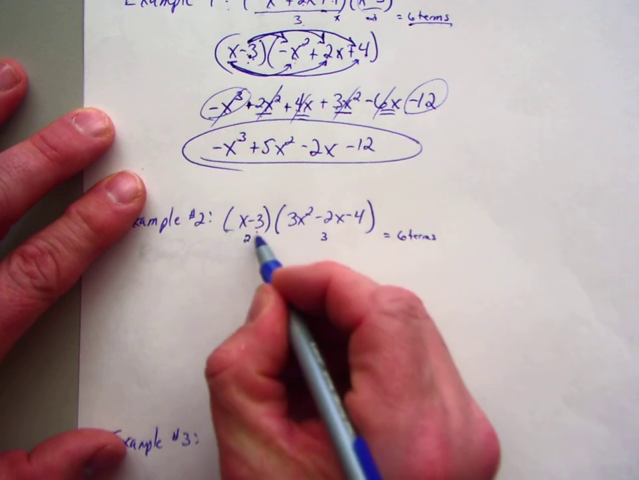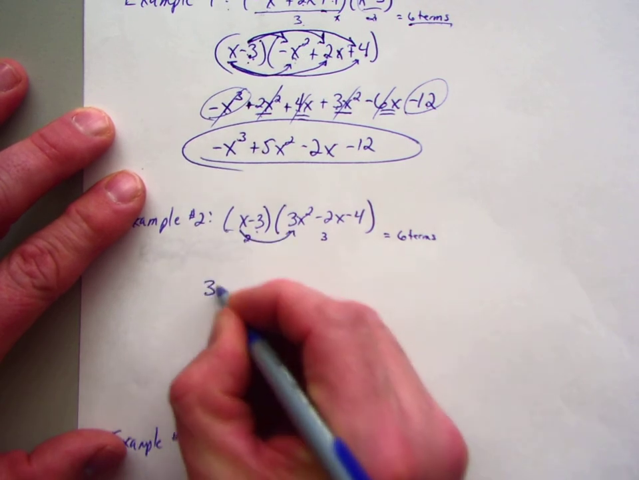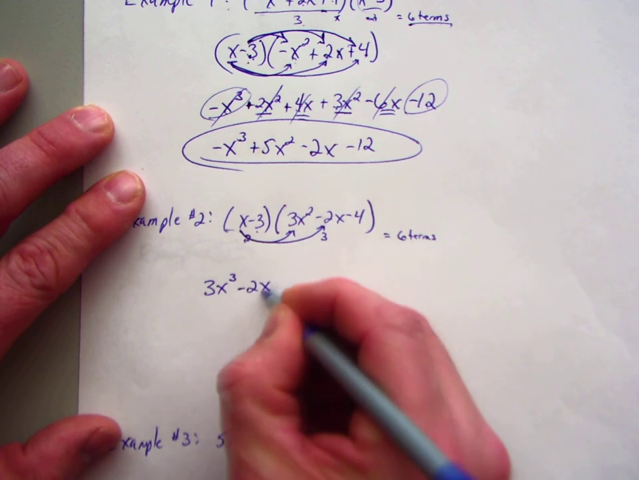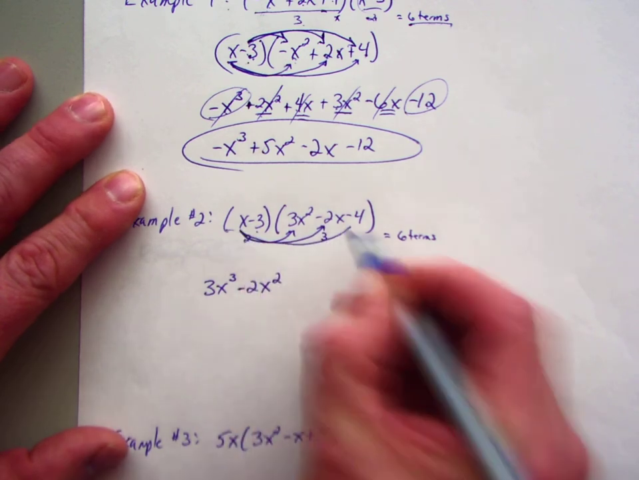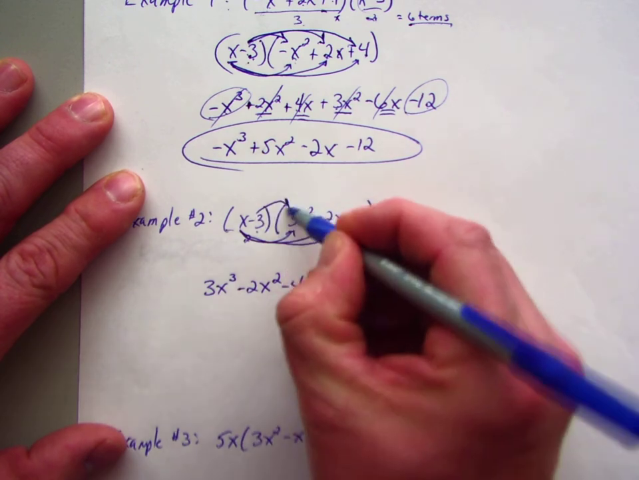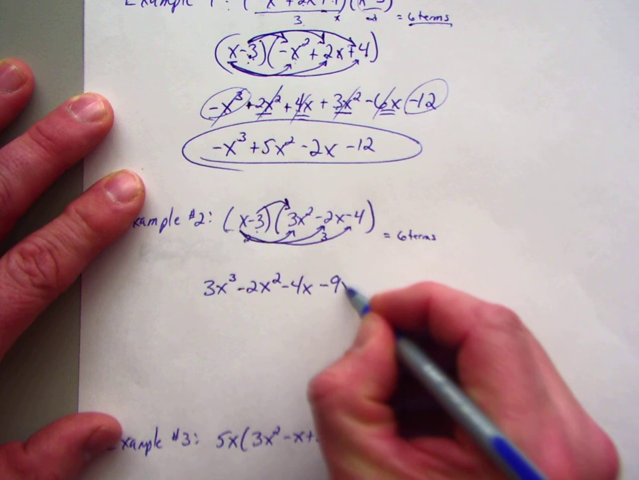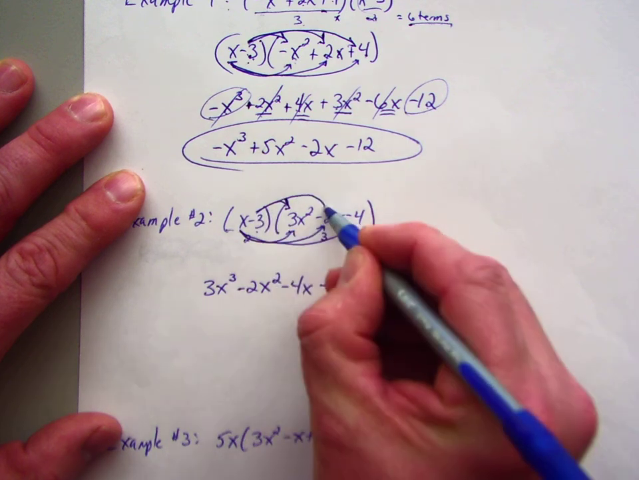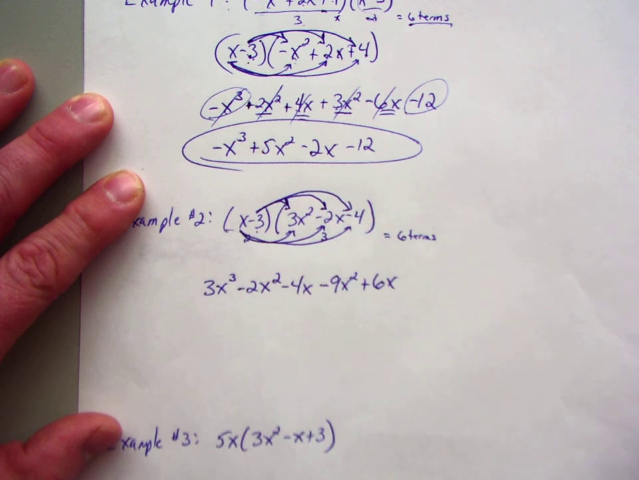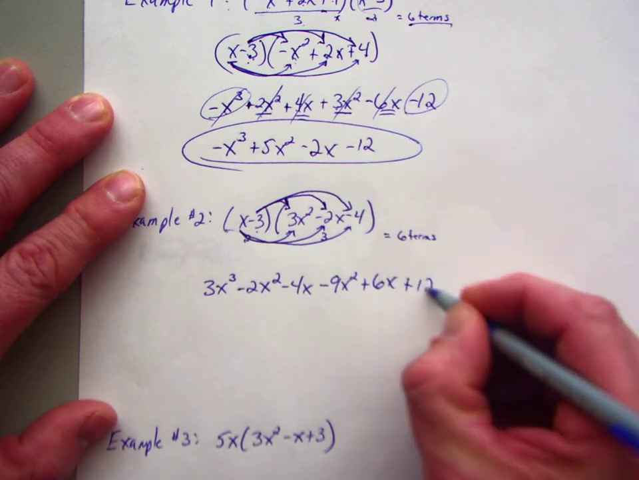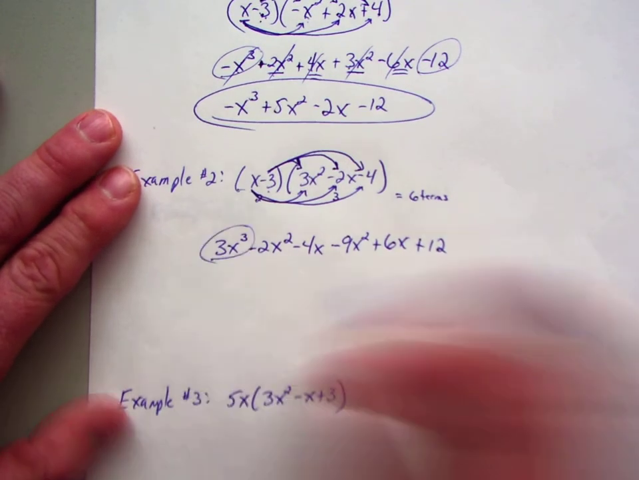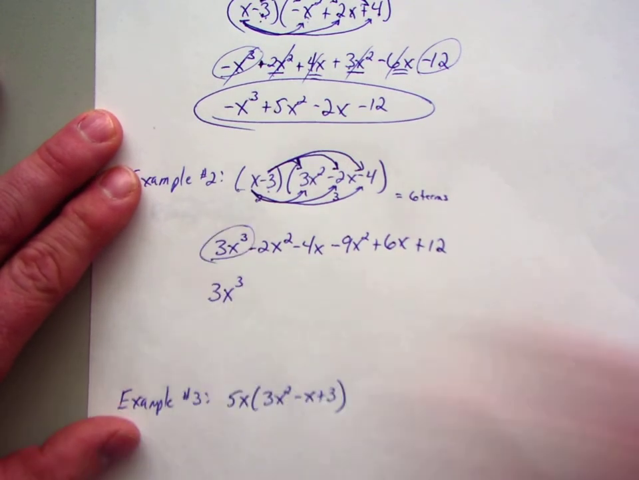So here we go. I'm going to do x times 3x, which gives me 3x cubed. X times a negative 2x gives me a negative 2x squared. And then x times negative 4 gives me negative 4x. Negative 3 times 3x is a negative 9x squared. Negative 3 times negative 2x is a positive 6x, and then negative 3 times negative 4 is a positive 12. Now we just combine like terms. The largest is a cubic, and it's the only one, so I keep it.